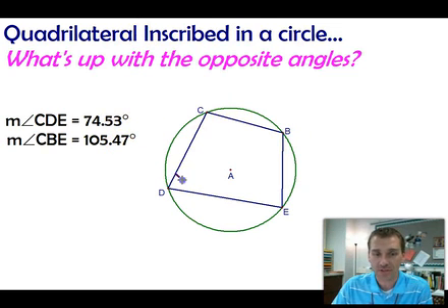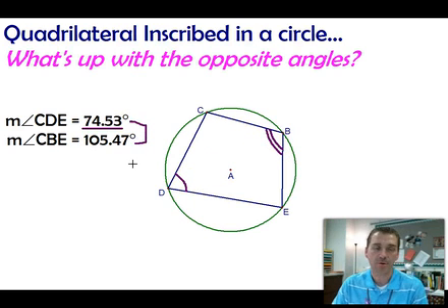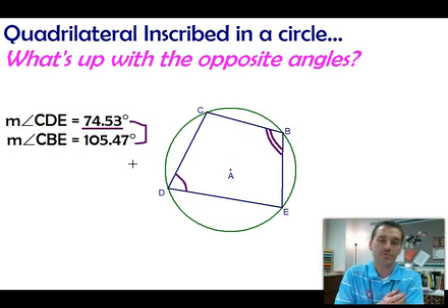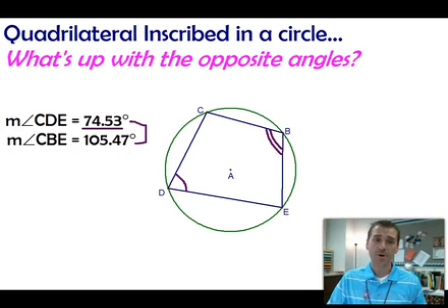So here's angle CDE, that's 74.53. And angle CBE, this guy over there, the opposite angle, that is an opposite angle in the quadrilateral. But notice, no sirree Bob. Who's Bob? I have no idea. No sirree Jimmy, no sirree Sari, whatever. These angles aren't congruent.